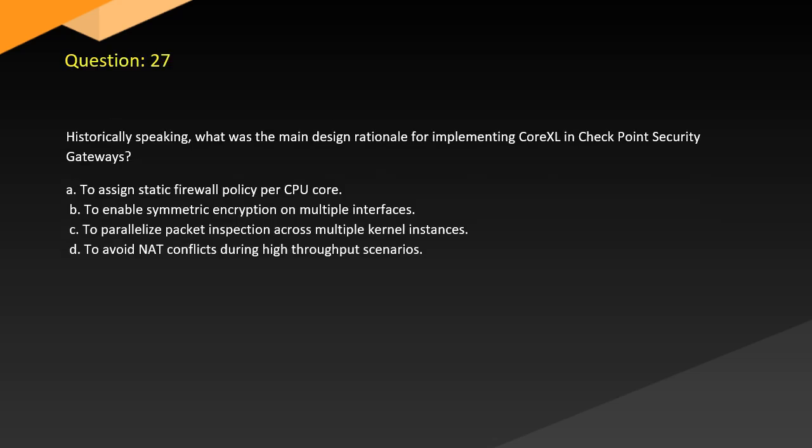Question 27. Historically speaking, what was the main design rationale for implementing CoreXL in Check Point security gateways? A. To assign static firewall policy per CPU core. B. To enable symmetric encryption on multiple interfaces. C. To parallelize packet inspection across multiple kernel instances. D. To avoid NAT conflicts during high throughput scenarios.